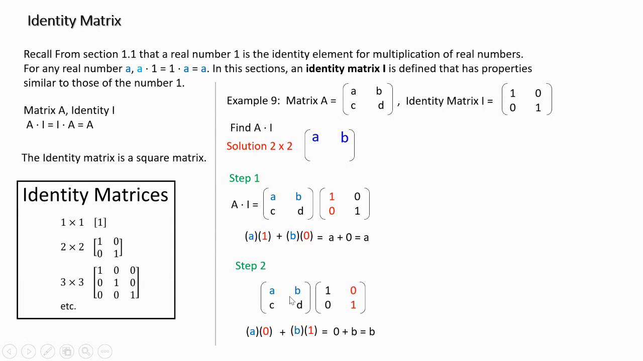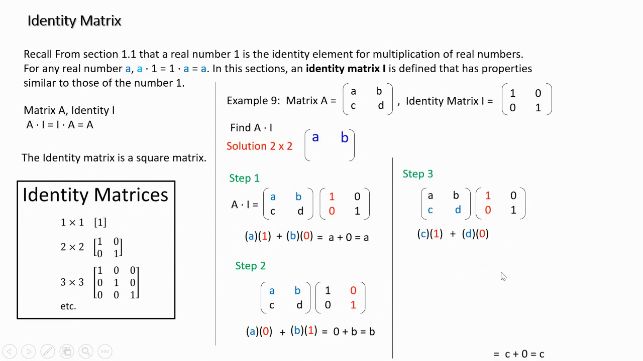Right, so we're done with the first row because there's no more columns to multiply by. So now it's going to be the second row that we're going to change colors, right? Because we're going to be doing the second row times every column. So it'll be column 1. So C times 1 plus D times 0, which will be C plus 0. The answer is C. So C will be the second row, first column.